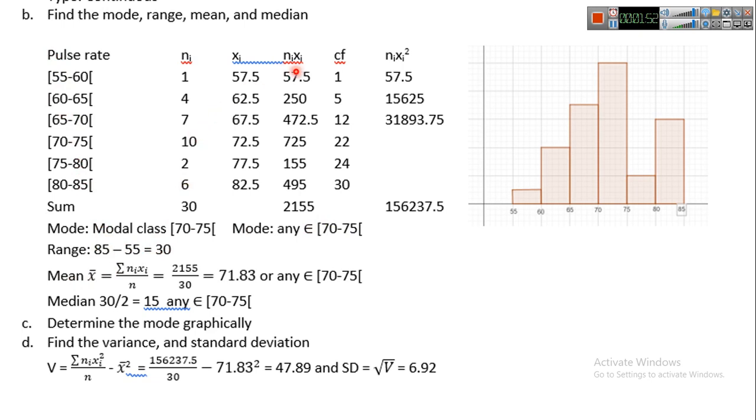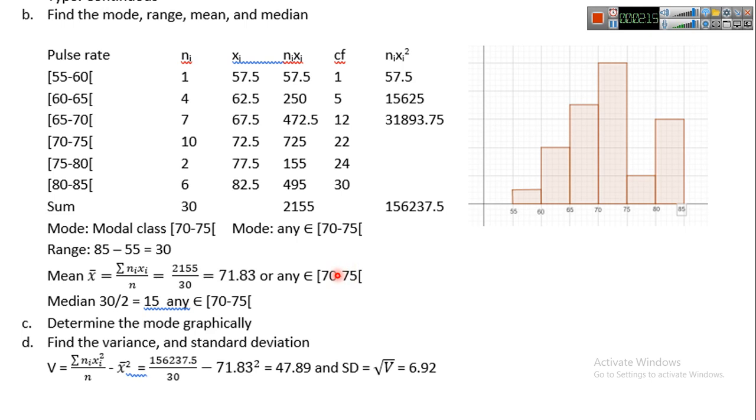The average we do as an approximation: ni times xi, where xi is the middle term we approximated. We multiply these two, make the sum, and divide by 30, so it's 71.83. 71.83 is between 70 and 75 also. So any number between these two in the multiple choices.